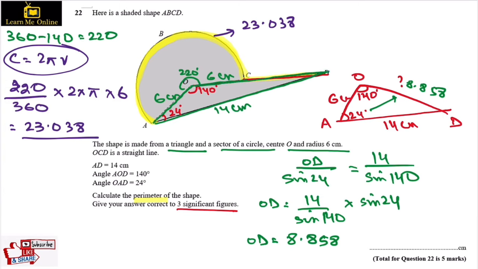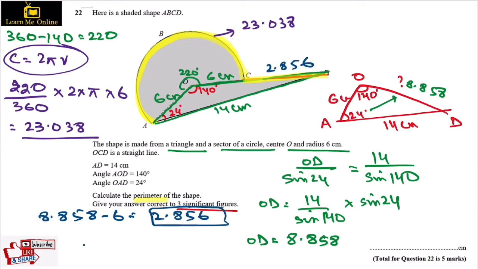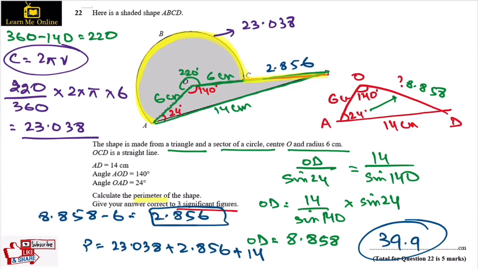Because we know that the length of OD is this whole thing, we know that this part is 6 centimeters. The length of C to D, which is only this part, would be 8.858 minus 6. We get the leftover, which is 2.856. So to find the perimeter of the shape, we do 23.038 plus 2.856 plus 14. When you add all of them together, the answer to three significant figures would be 39.9.